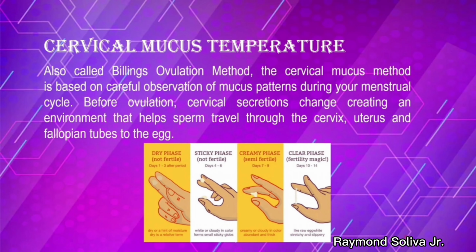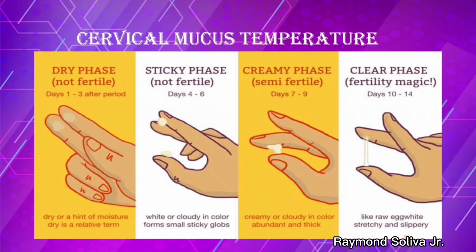Cervical mucus temperature, also called Billings ovulation method. The cervical mucus method is based on careful observation of mucus patterns during your menstrual cycle. Before ovulation, cervical secretions change, creating an environment that helps sperm travel through the cervix, uterus, and fallopian tubes to the egg. Ang cervical mucus temperature, dito naman tinitest yung mucus na nire-release ng isang babae every day. Just like in the picture.